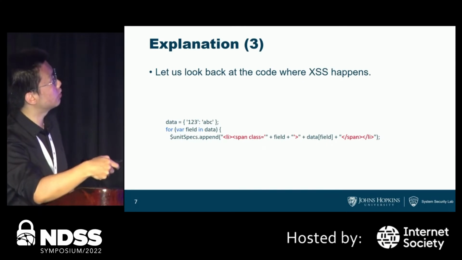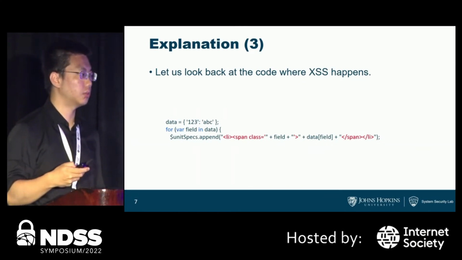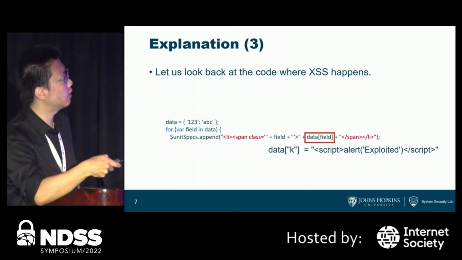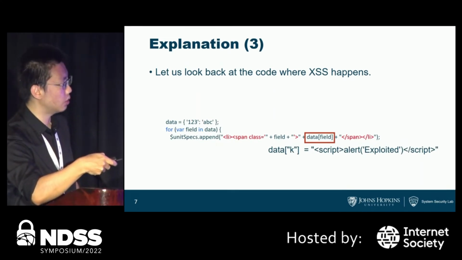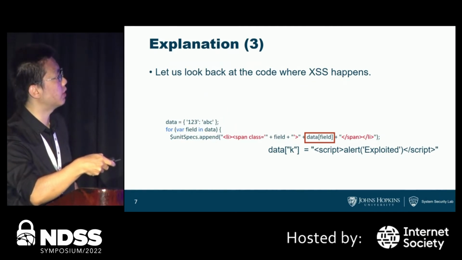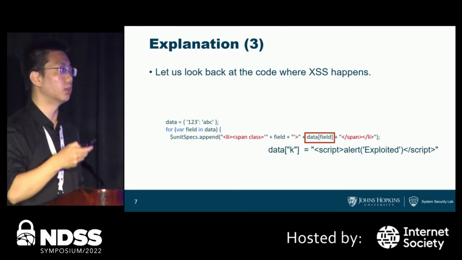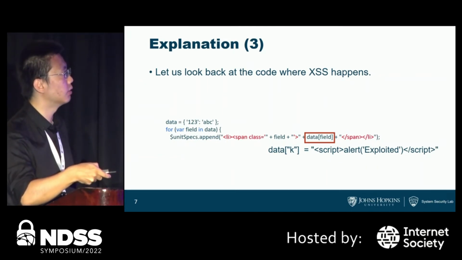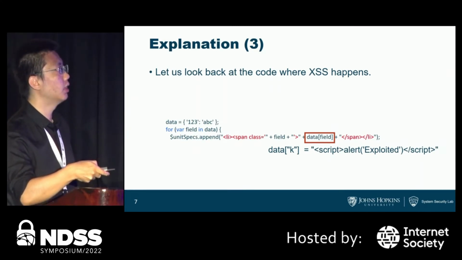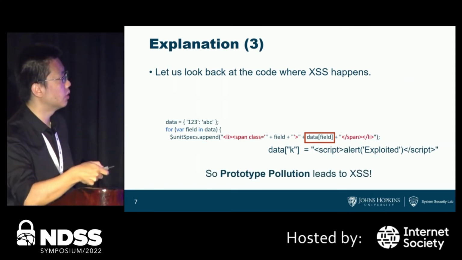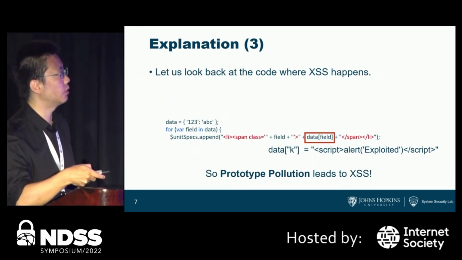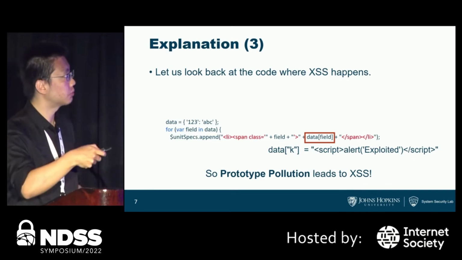Then we switch on to the code where cross-site scripting happens. We already know that inside this for loop, all of the properties defined under the object data will be executed, including the object that the adversary has already injected. So here, data[field] will equal data[k], which then equals this malicious script. So that's how prototype pollution leads to cross-site scripting, because this malicious script will further be appended to the DOM.